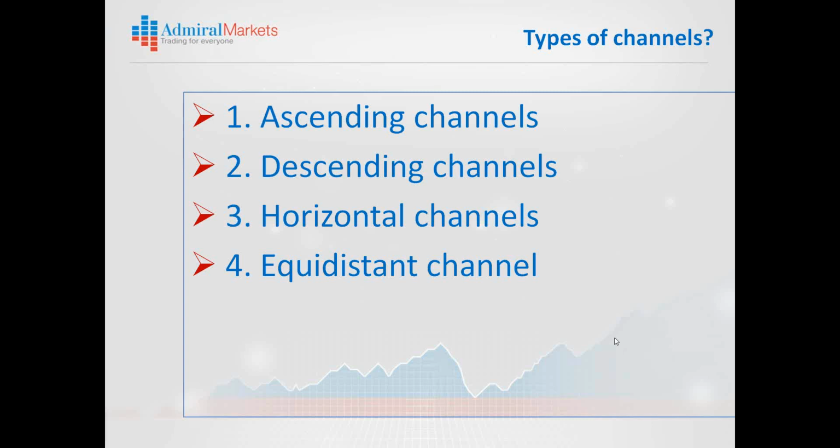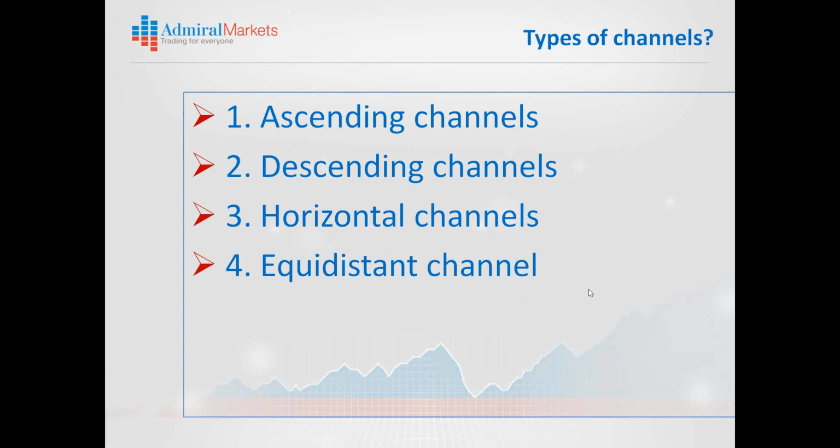So those are types of channels: ascending channels, descending channels, horizontal channels, and equidistant channels. I guess that Chris will tell you about those kinds of channels: ascending, descending, horizontal. You already know that a bit, but I think you probably ask yourself, what are equidistant channels? I will tell you about those, because those kinds of channels are really good to trade if you know how to trade them.